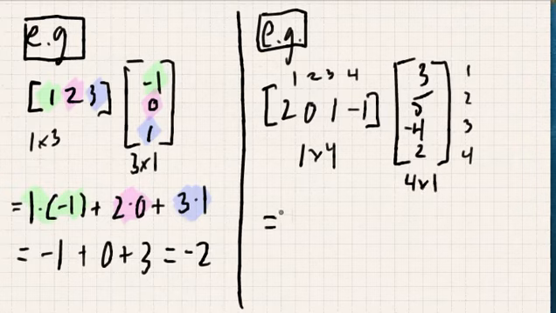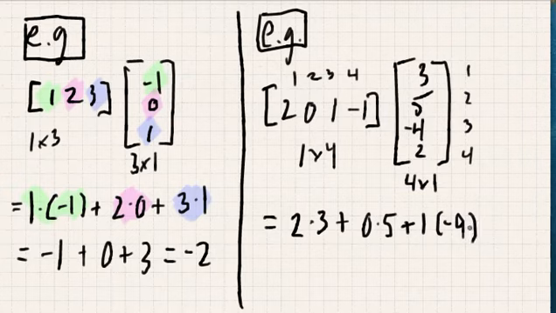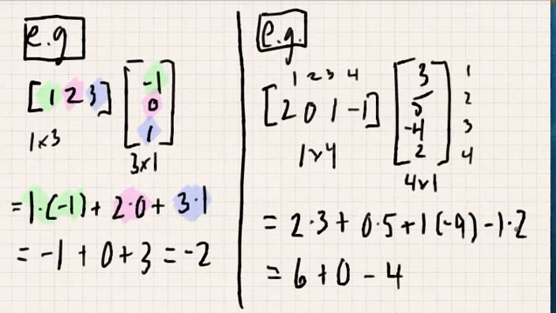So what we get is the first component times the first component, 2 times 3, the second entry times the second entry, so plus 0 times 5, the third entry times the third entry, so that's plus 1 times negative 4, and then the fourth entry times the fourth entry, so that's minus 1 times 2. And what we get here is 6 plus 0, 1 times minus 4 is negative 4, negative 1 times 2 is negative 2. 6 plus 0 is 6, minus 4 minus 2 gives us 0. That's a little weird because we have two matrices which are non-zero, but whose product is 0, and that's just one of the weird things that happens with matrices.